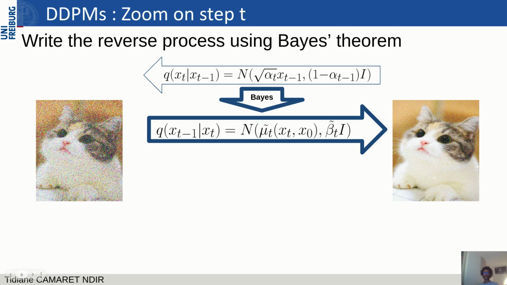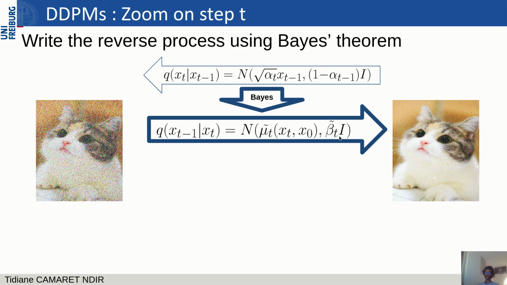So what we want to do is to find a way to express the distribution of q, not of xt given xt minus 1, but of xt minus 1 given xt. So we call it the reverse process. And we can do this by using the Bayes theorem. So it turns out that the distribution of xt minus 1 given xt is also a Gaussian. And we can determine its mean and variance that we call the mu tilde t and beta tilde t.